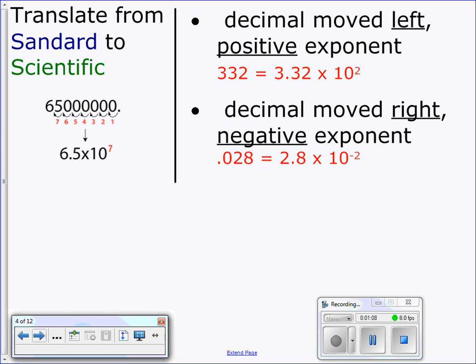So to translate from standard to scientific, we move the decimal left for positive. So 332 becomes 3.32 times 10 to the 2nd because I moved the decimal 2 places. If it's negative, we go to the right. So my 0.028, I move it over 2 places, and it becomes 2.8 times 10 to the negative 2.